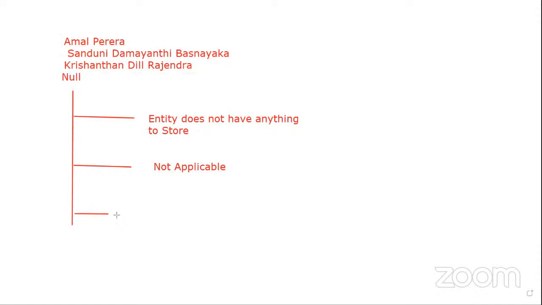And also, if something is unknown, it means you don't know the value of this. If you do not know the value, or the value exists but is missing, for example your grandfather's name, if you can't store the grandfather's name, then it is null.